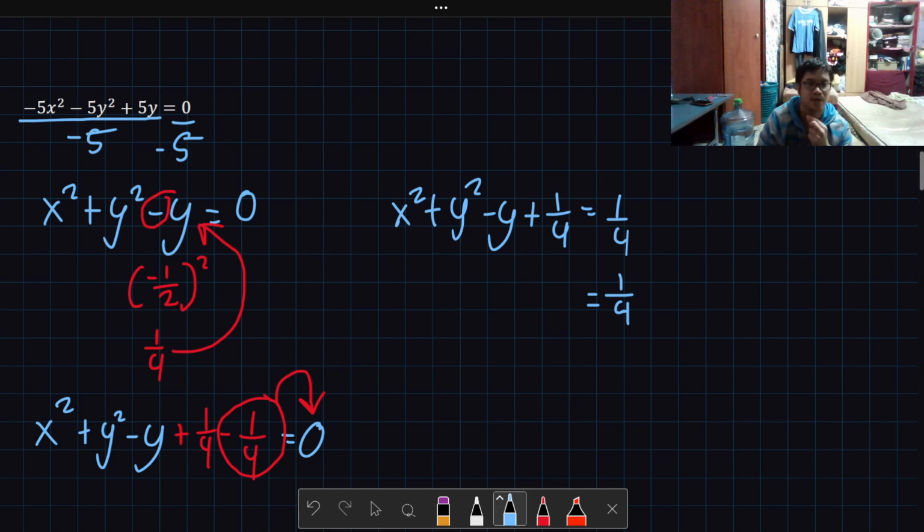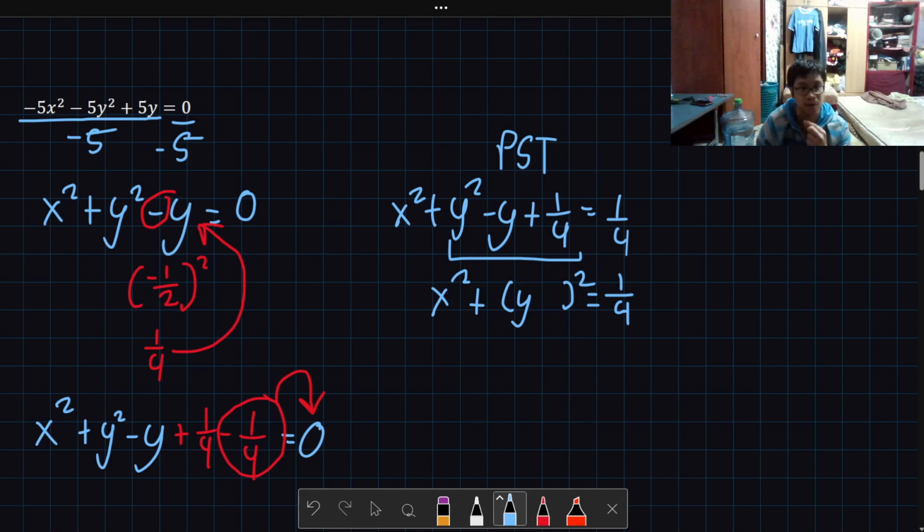Right? Then on the left side, we have x squared here, so we're just going to copy x squared. But for this one, since it became a PST or perfect square trinomial, we must convert it into its squared binomial. So how? You will put two parentheses, then squared. And since you have y as your variable, you're going to put y here. And what will be the partner of y?